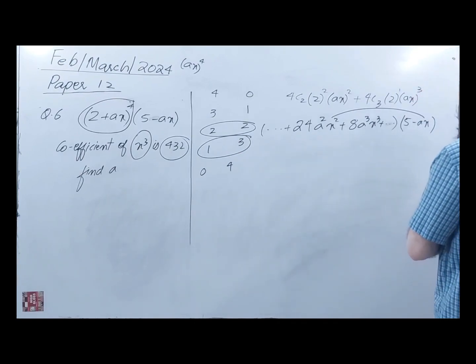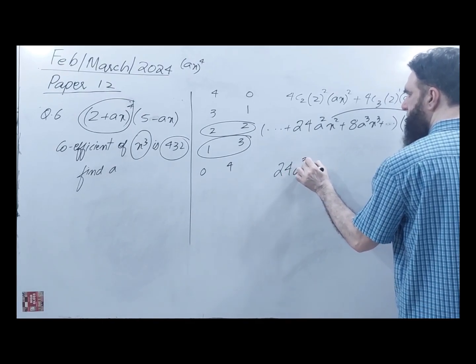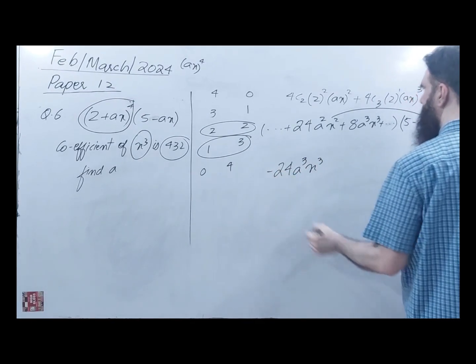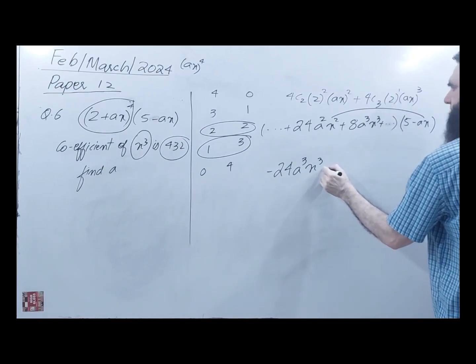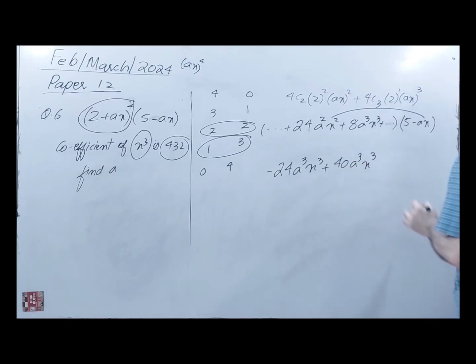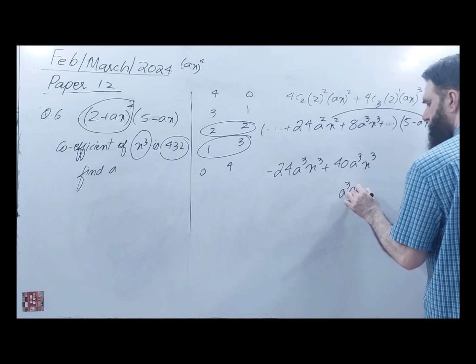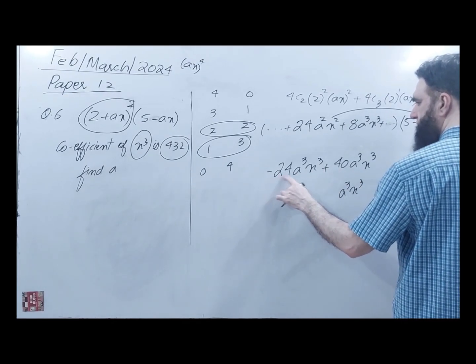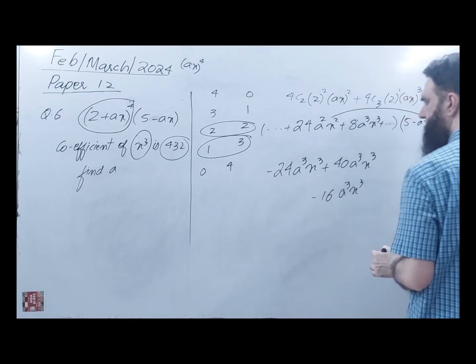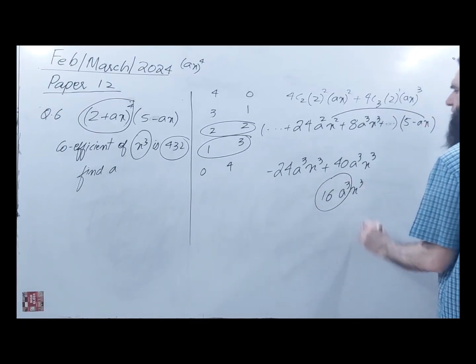See, when this x squared term is multiplied by this, what we get is 24 a cube x cube, and this is negative because of the minus. And when this is multiplied by this, 8 fives are 40 a cube x cube. Now this is more like it. Take a cube x cube common. What you're left with is minus 24 plus 40, which is plus 16. 40 minus 24 is plus 16. So the coefficient of x cube is 16a cube.